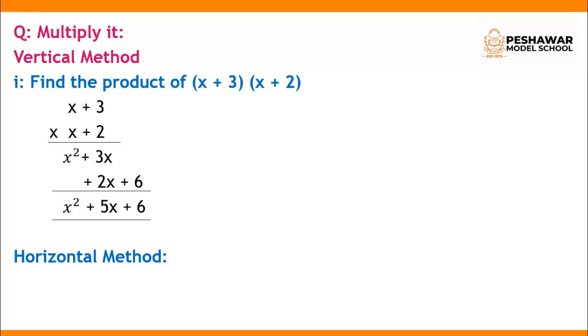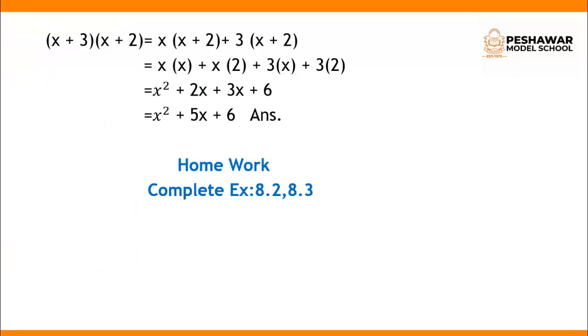Now my dear student, you have to add these terms. x square plus 3x plus 2x, that is 5x, plus 6. It is our vertical method. Now we have to solve the same question with the horizontal method. Now let's see: x plus 3 bracket x plus 2.